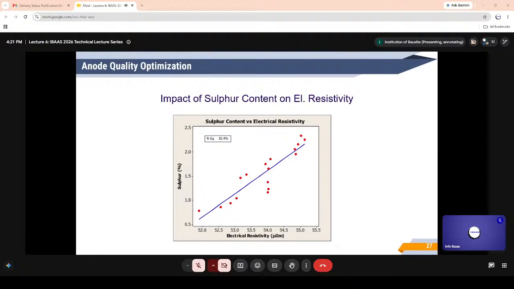Sulfur content in anodes is influenced by the sulfur content in calcined petroleum cokes, the quantity of pitch added to the anodes, and the level of anode baking. The sulfur content in the calcined petroleum cokes available in the market is in the range of 2.5 to 3.5%. However, a few calcined petroleum cokes have a sulfur content of 1 to 2%.